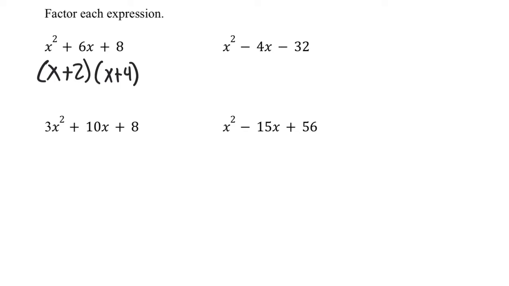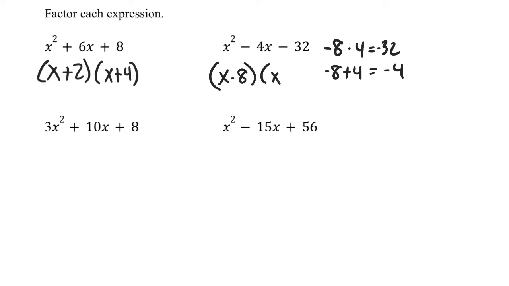Over here, I'm looking for numbers that add together to give me negative 4, multiply to give me negative 32. My numbers should be negative 8 and 4, because negative 8 times 4 is negative 32, I mean. And negative 8 plus 4 is equal to negative 4. So that works. So I have x minus 8 and then x plus 4. That's how that works. Go ahead and erase my little math on the side here.